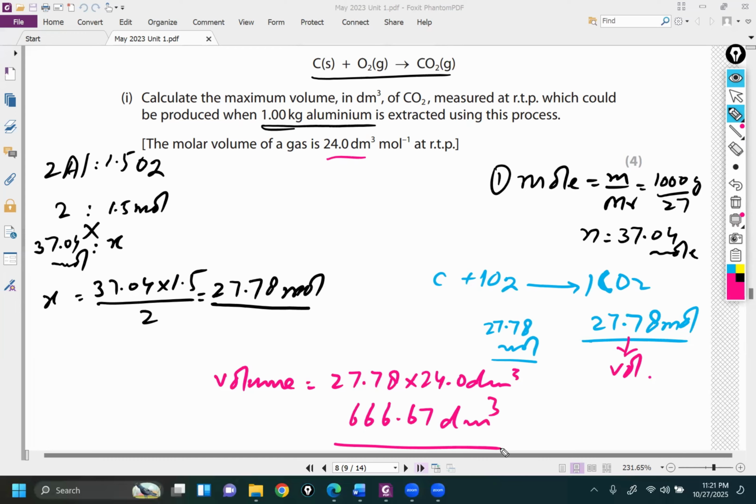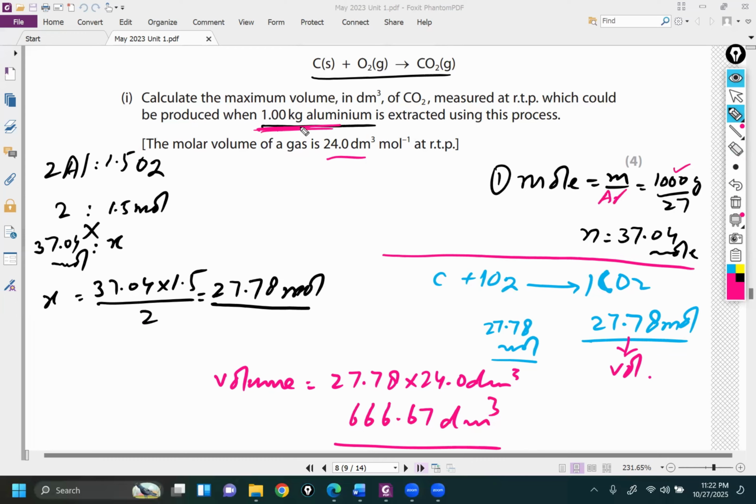So first we change this one, the number of moles of aluminum which is being extracted. Number of moles: 1000 gram. This is given in kilogram, change it into gram, because mass over Mr, mass must be in gram, divided by the atomic mass, or the Ar. Better write Ar. So 37.04 moles of aluminum has been extracted.